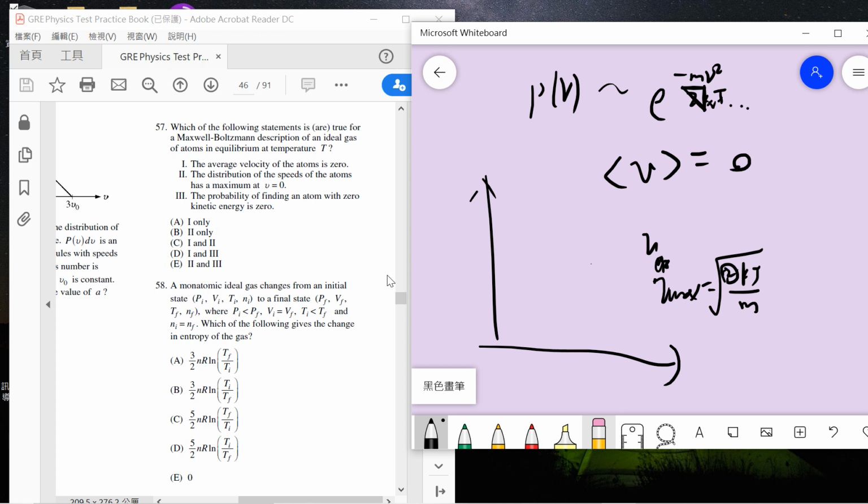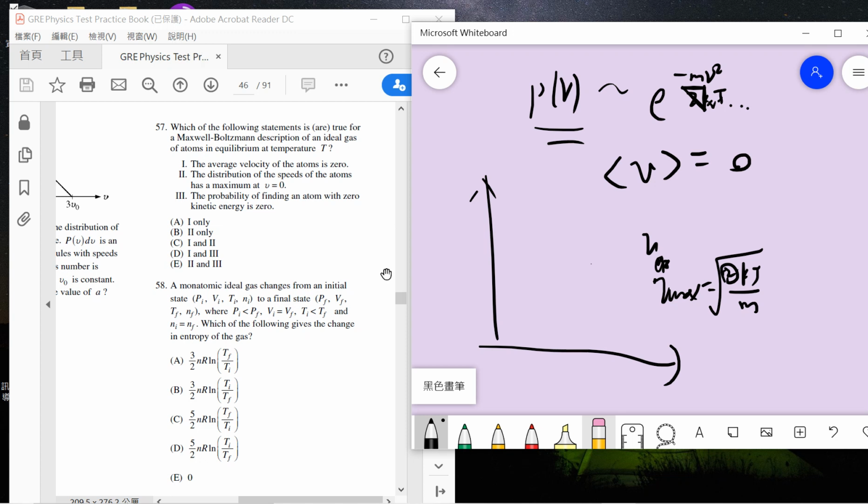You need to differentiate P of v and find the maximum. But definitely it's not 0. The probability of finding an atom with speed 0 is not large. This is wrong, because the speed ranges from 0 to infinity, and the probability there is just very small. So for 57, the answer is the first one and the third one, 1 and 3.